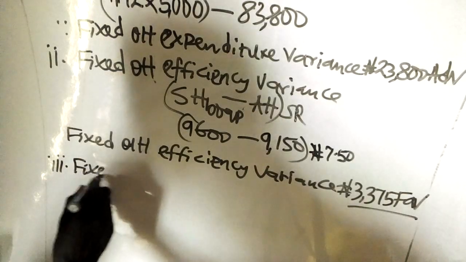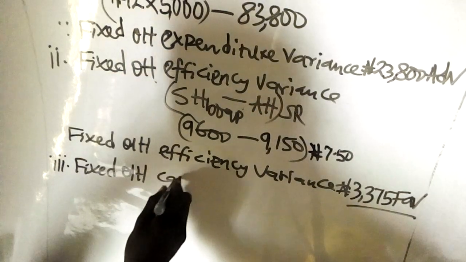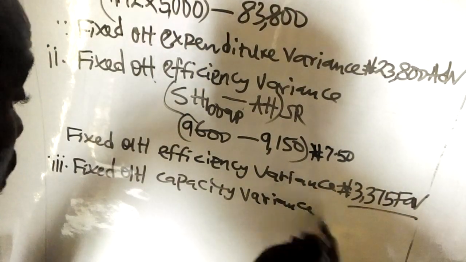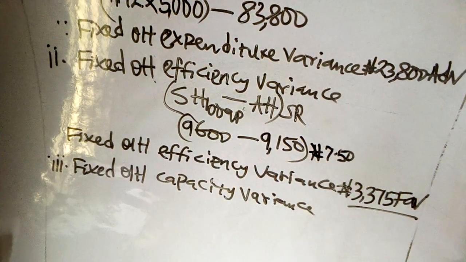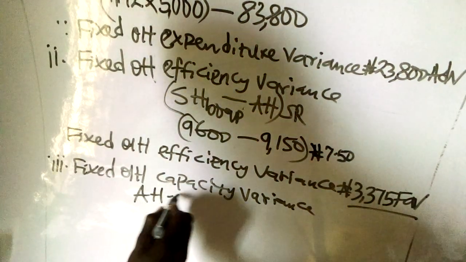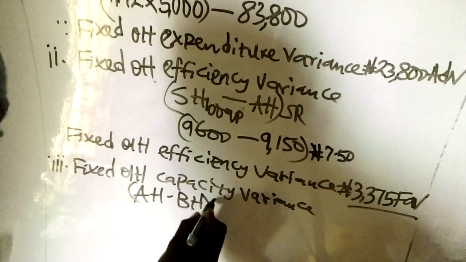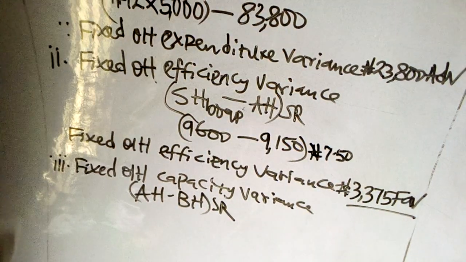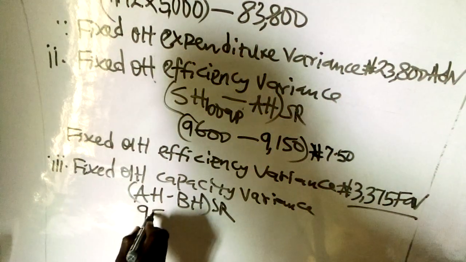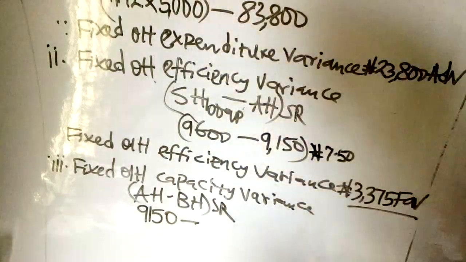Yes, the next one is the fixed overheads capacity variance. Fixed overheads capacity variance is the difference between the actual hours minus budgeted hours multiplied by the standard rate. The actual hours worked is 9,150.